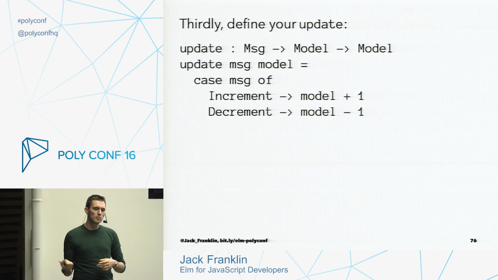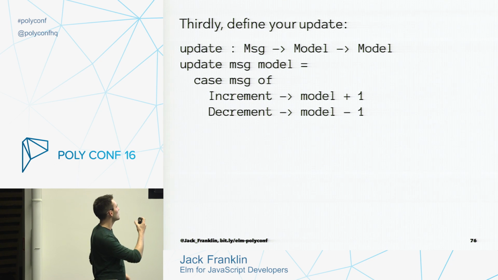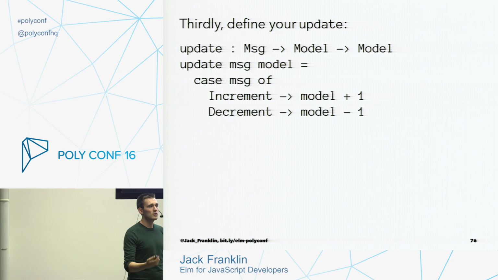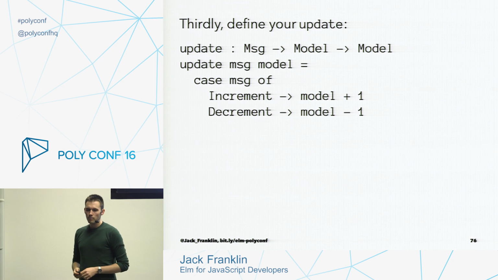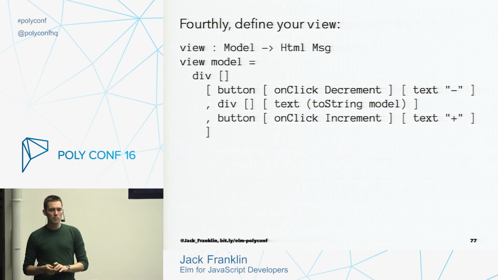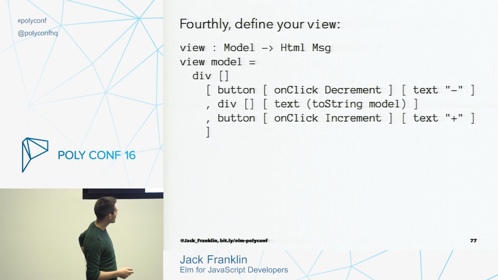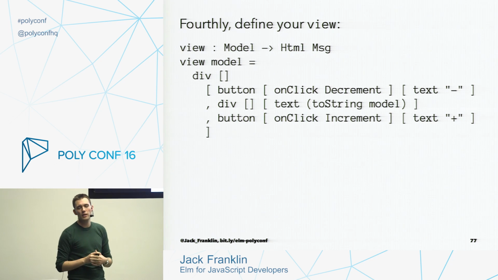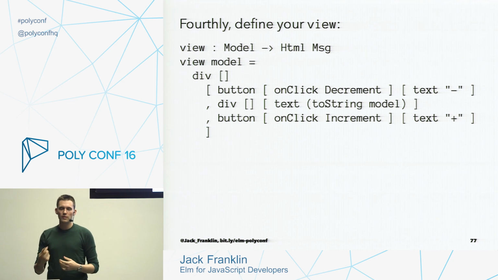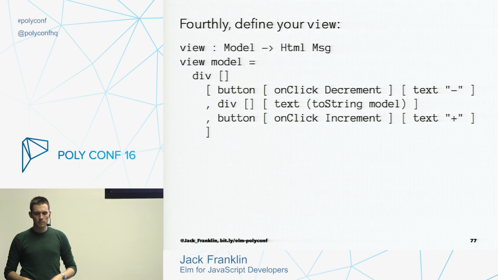Then we'll define the update function. So it takes in a message and the model. When the message is increment, I'll return the model with 1 added to it, and when it's decrement, I'll subtract 1. And finally, we define the view, which takes in the model and returns some HTML. So I'll set up 2 buttons with an on-click, which will send the decrement or increment action, and I'll have a div in the middle with the actual text value of my model as well.